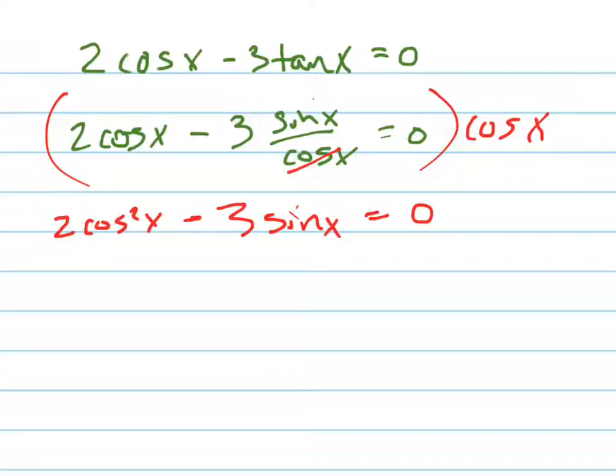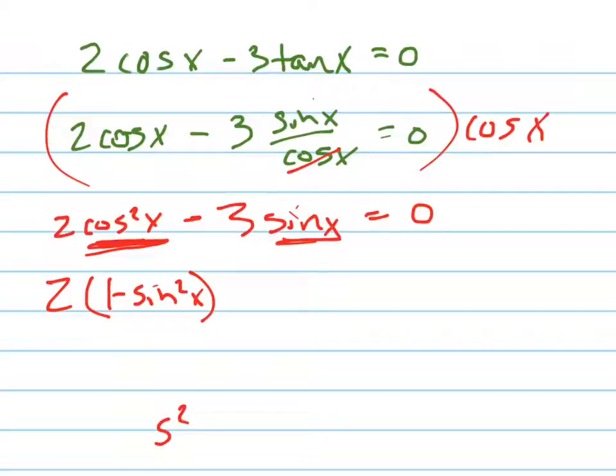Now I notice that I can turn cosine squared into sine squared, and I need to turn these both into the same thing. And since I have a squared here, it's easier to turn that into 1 minus sine squared of x. If you remember, sine squared plus cosine squared equals 1, that Pythagorean identity. So I just solved for cosine squared by subtracting. Okay? And then minus 3 sine of x equals 0.